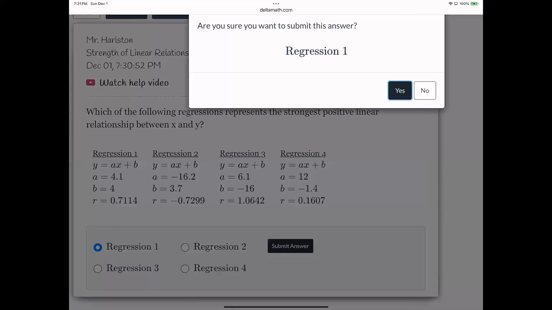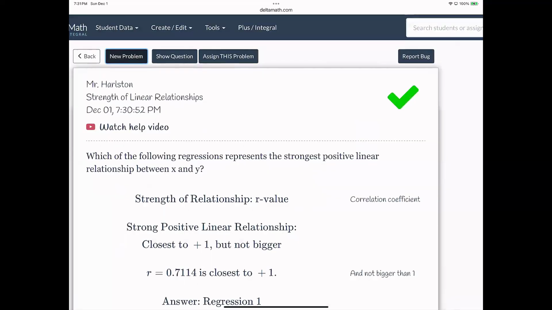So you would submit it. Okay. Remember, you can't go over 1. You can't go under negative 1. So it's got to be between negative 1 and 1. And again, the closer you are to 0, the weaker you are. The closer you are to negative 1 or positive 1, the stronger you are. I'm going to do one more.